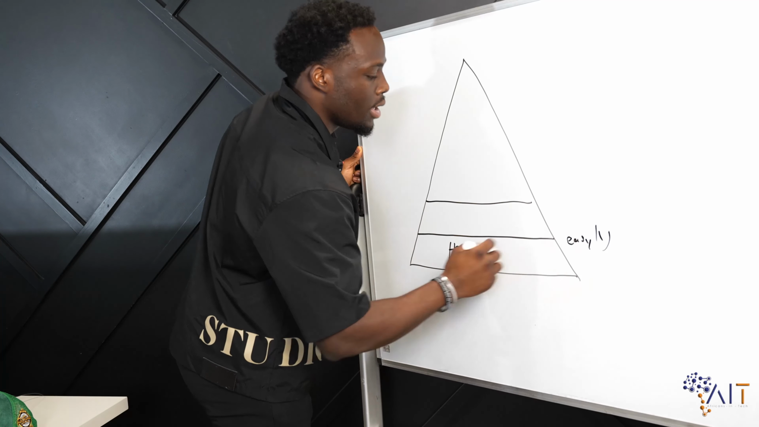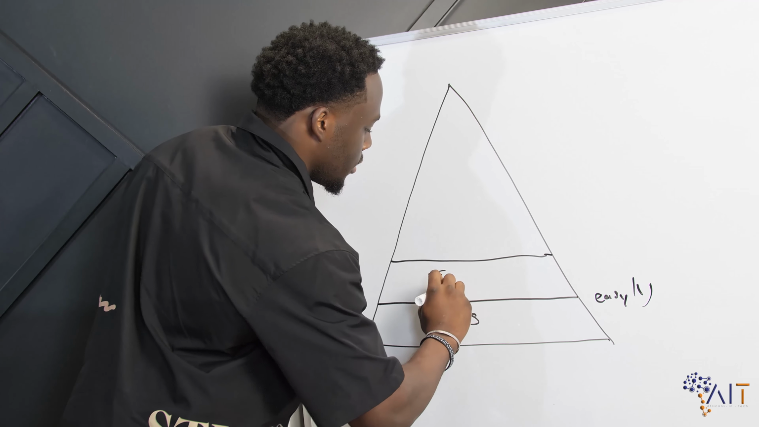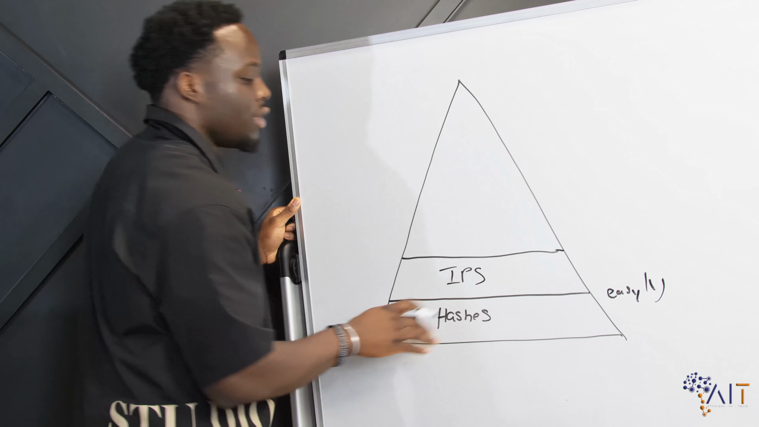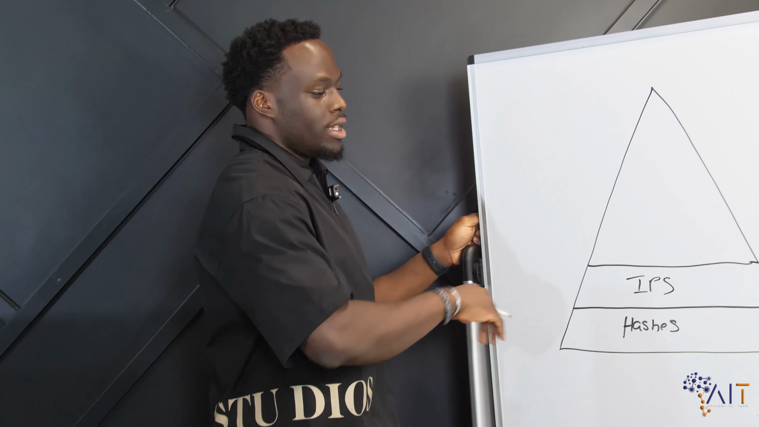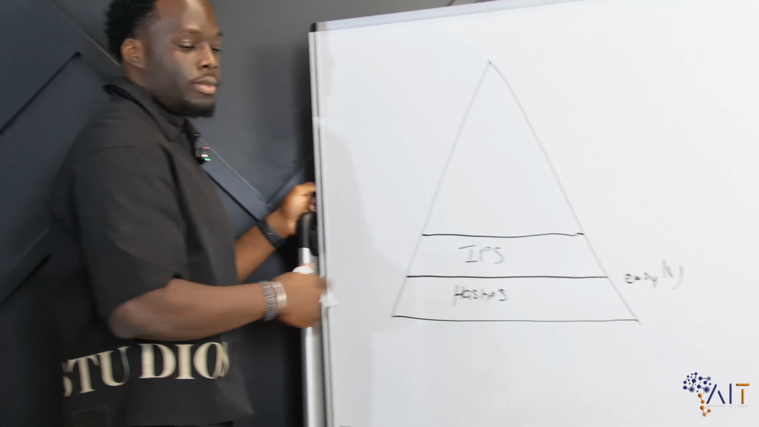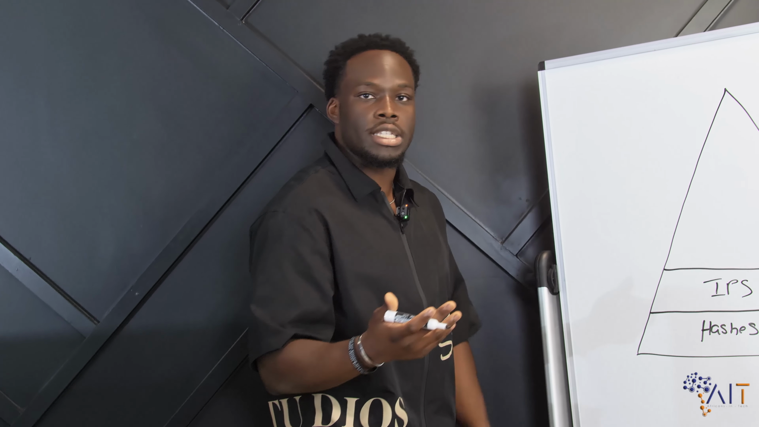So after hashes, we have IPs. So the IP address which the malicious threat actor may utilize. Now this is also easy to change, depending on the cloud service provider or VPNs. Threat actors can easily change the IP.